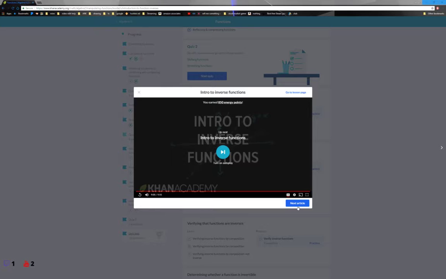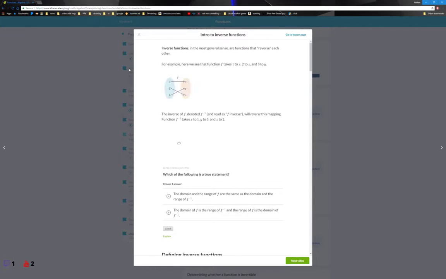Alright, so now we're going to read the document. So, inverse functions, in the most general sense, are functions that reverse each other. For example, here we see that the function f takes 1 to x, 2 to z, and 3 to y. So 1 to x, 2 to z, and 3 to y. The inverse of f, denoted by f to the negative first, reads as f inverse. So this is f inverse.